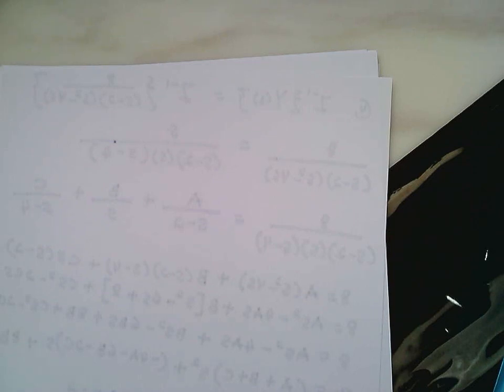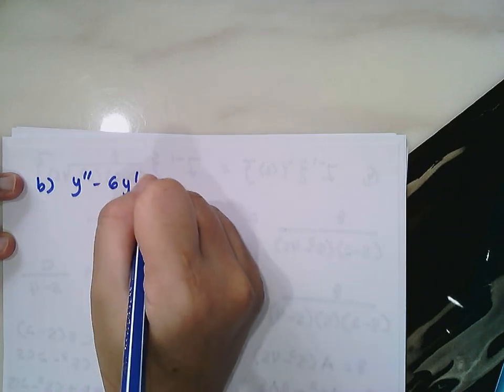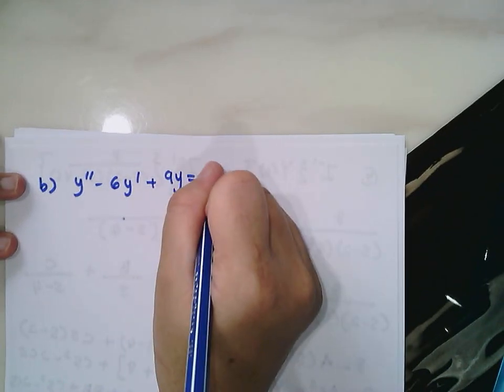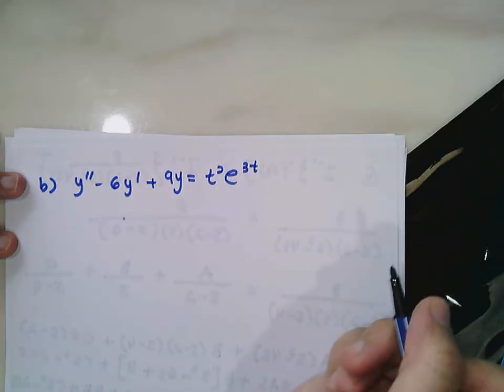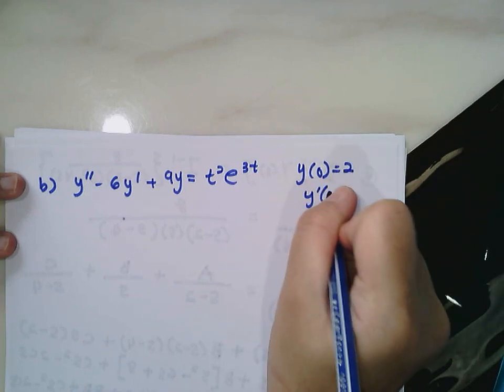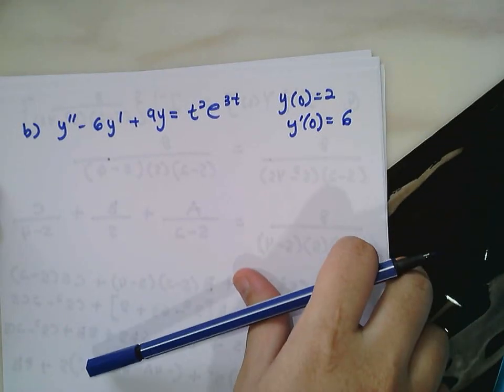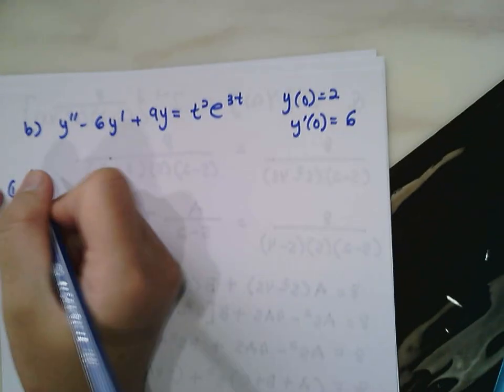Okay guys, so let's just proceed with the last example of second order. Let's say you are given this equation, y double prime minus 6y prime plus 9y is equal to t squared e^(3t), with the conditions y(0) is equal to 2, y prime (0) is equal to 6. Okay, so the first step is by applying Laplace operator.